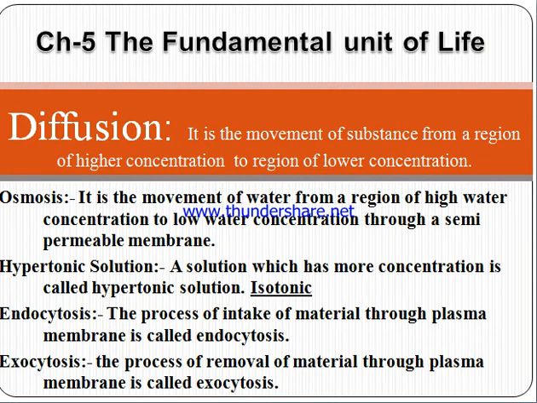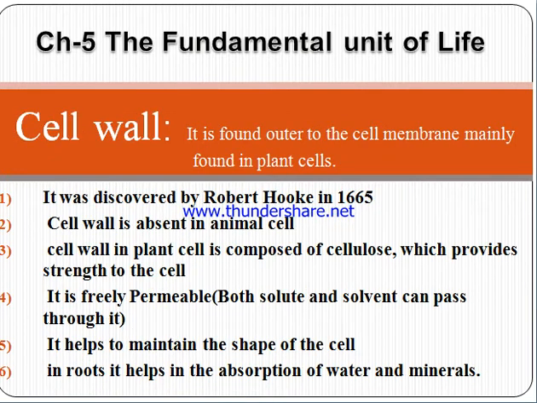Next is diffusion and osmosis. Diffusion is the movement of substance from higher concentration to lower concentration. Osmosis is also the movement from higher concentration to lower concentration, but in osmosis a semi-permeable membrane is required. The process to remove material is known as exocytosis, and the process of intake is known as endocytosis. Next is the cell wall. It is the outer layer especially present in plant cells, which is made up of cellulose and provides strength to the cell.